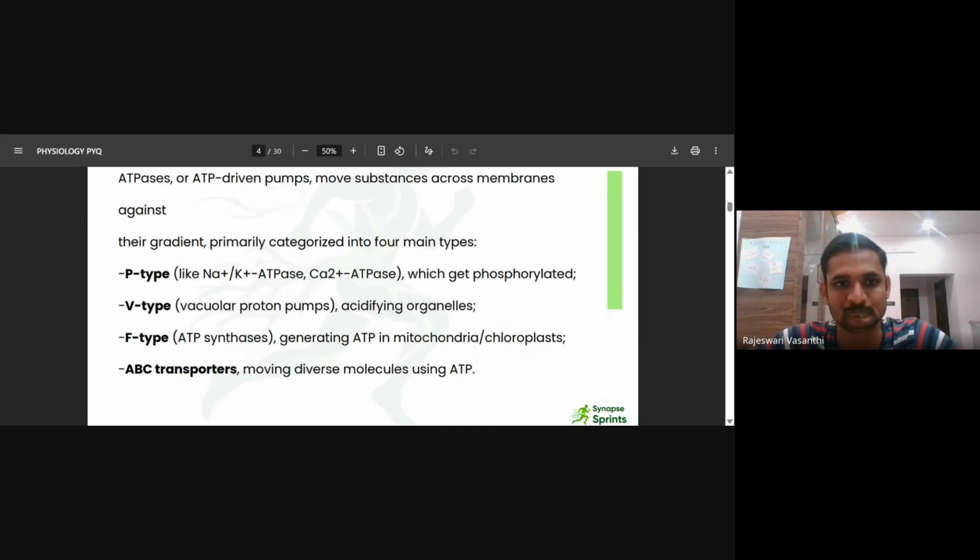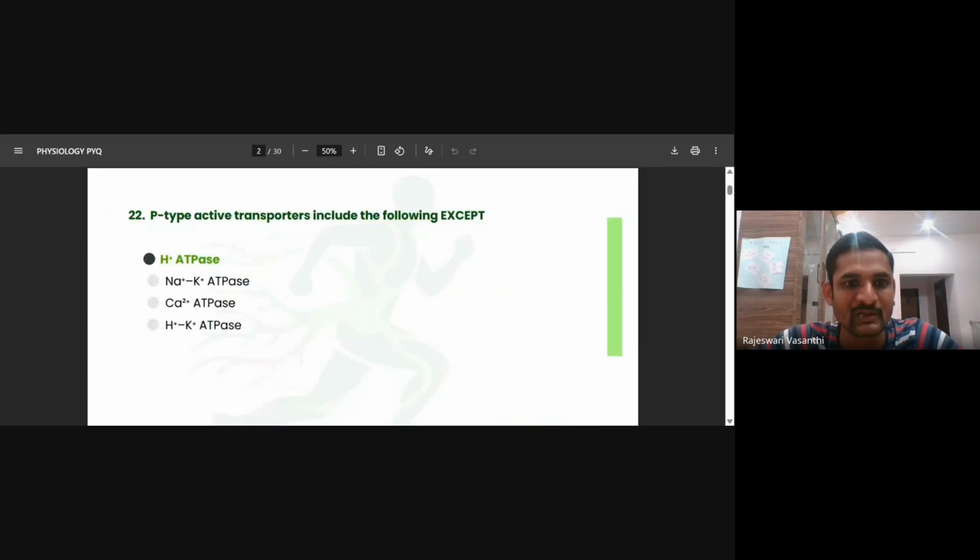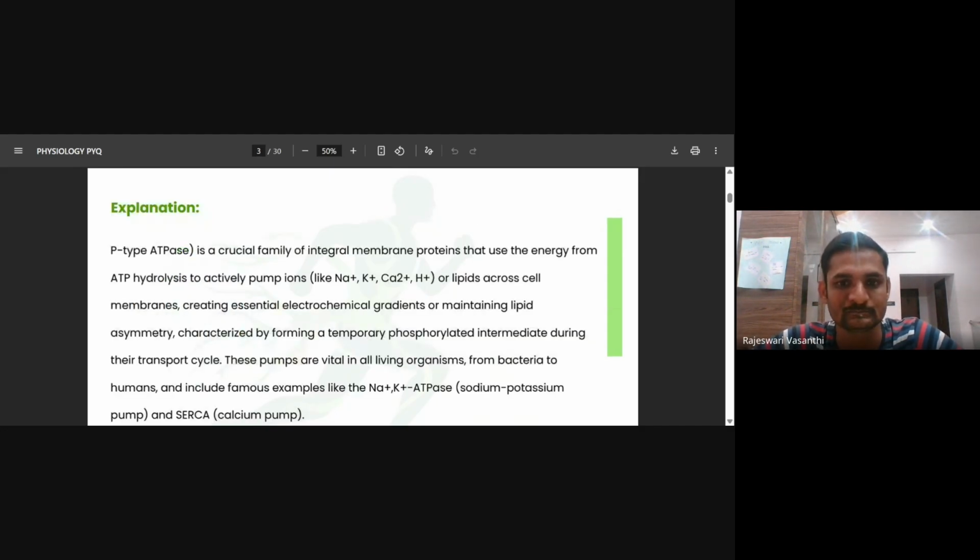of ATP. So for the first question, the P-type active transporters include all except H plus ATPase, because sodium potassium pump, calcium pump, otherwise called the SERCA pump, sarcoplasmic or endoplasmic reticulum calcium ATPase, and H plus K plus pump, all these pumps are examples of P-type active transporters.